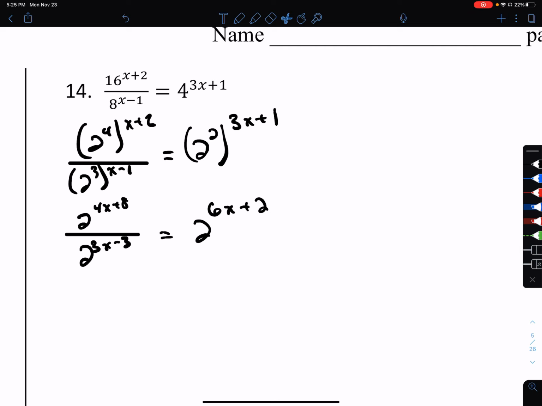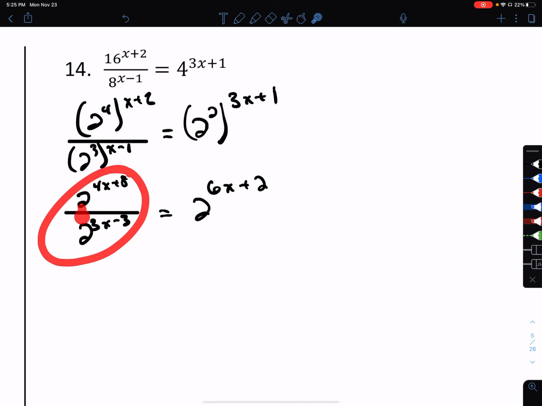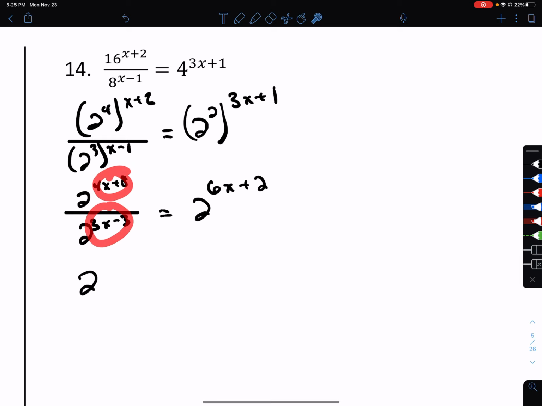Using the quotient property, if I have a fraction and there's one factor on the top and the bottom and they have the same base, I can write the base one time, take the top exponent minus the bottom. 4x minus 3x is x. 8 minus a negative 3 is like 8 plus 3, which is 11.